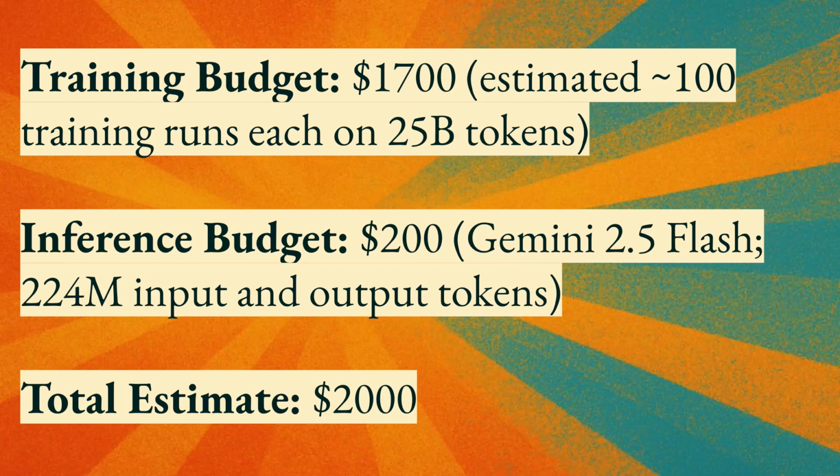The inference budget, and again, this is very rough. If I am able to use Gemini 2.5 Flash, if it's capable enough to give me the type of LLM judge scoring that the TinyStories paper was able to do with GPT-3.5 or GPT-4, I estimate that the 224 million input tokens and 224 million output tokens, that is my conservative estimate, will cost $200. So the total estimate is $2,000 for this project.